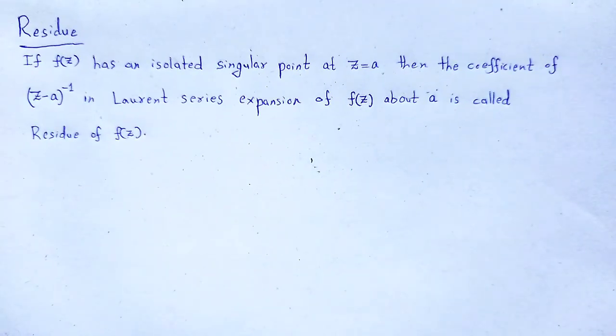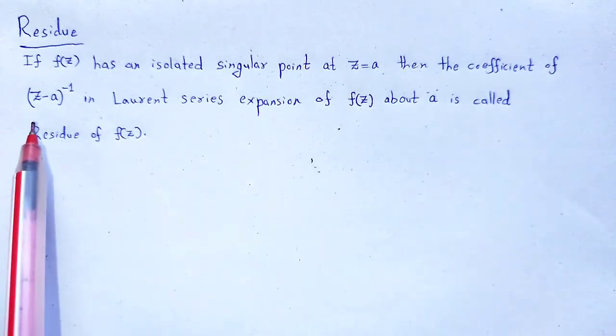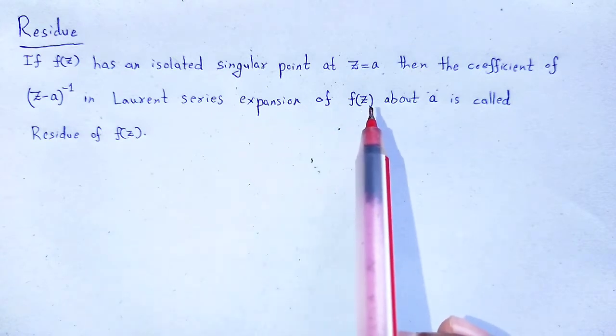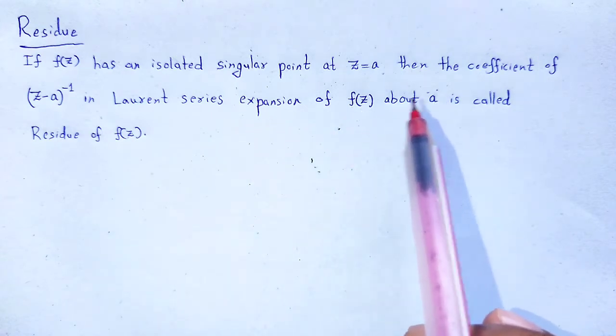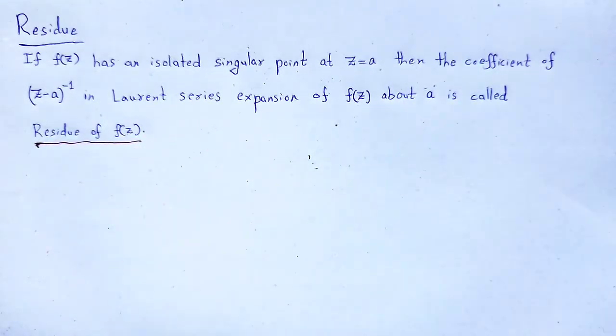If f of z has an isolated singular point at a given point, that is z is equal to a, then the coefficient of z minus a to the power minus 1 in the Laurent series expansion of that given function f of z about that point a is called the residue of f of z. We expand a Laurent series for what condition? When that given function is not analytic within that circle, then we expand that function by using Laurent series expansion.